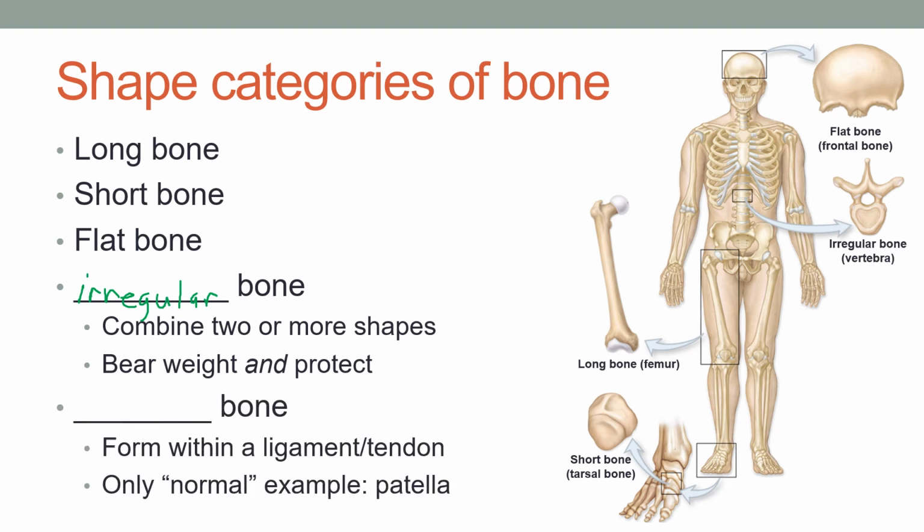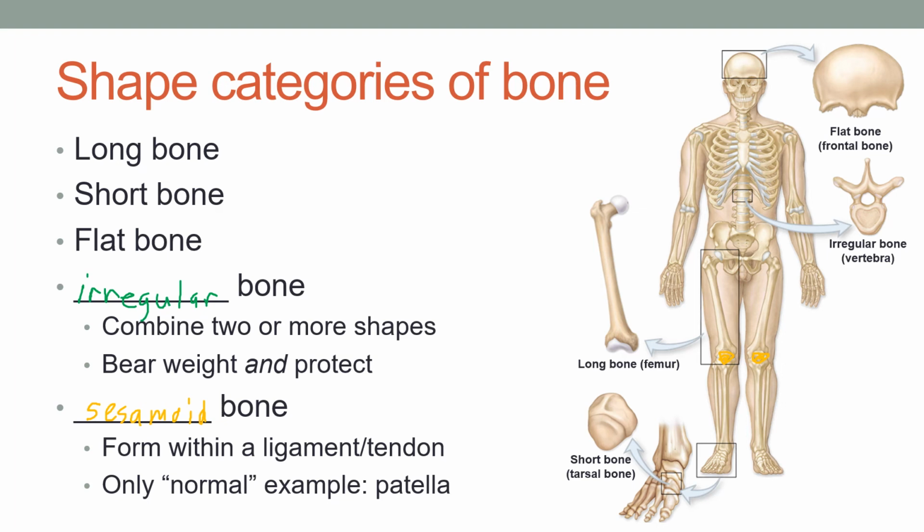Finally, there is one really odd type of bone. Most humans have only two of them, one on each knee, the patella. These are called sesamoid bones for their resemblance to a sesame seed. These form within a ligament or tendon, and again, the only normal example in a human is a patella. But there are abnormal examples: people who really overuse a particular tendon or ligament can find that a bone forms there to strengthen that ligament or tendon.